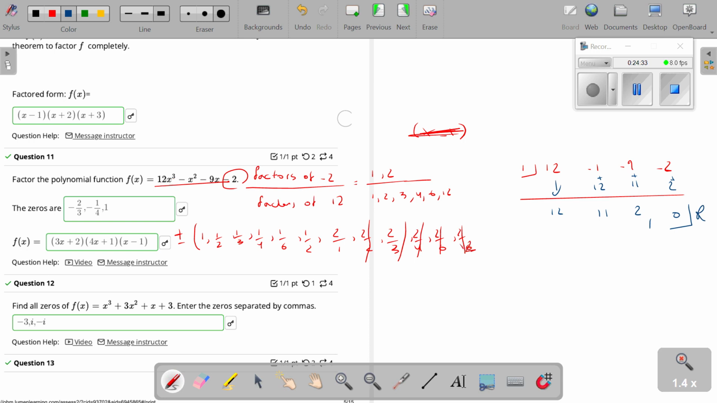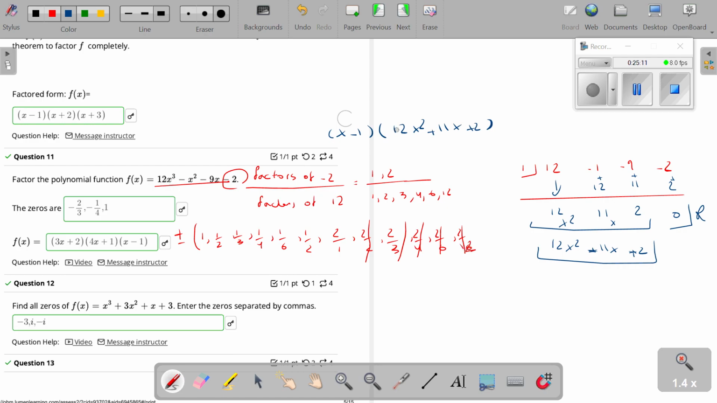This is your remainder, and the quotient will be 12x squared plus 11x plus 2, because we know that this number is the constant term. This is the coefficient of x. This one is the coefficient of x to the power of 2. Anyway, so this is my other factor. I'm going to write the factors here for you. The first one that we found was x minus 1. And the second one is 12x squared plus 11x plus 2.